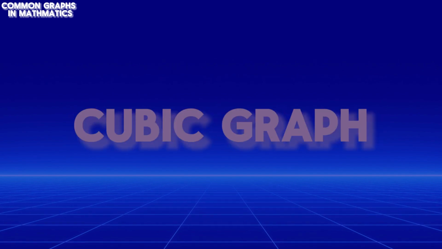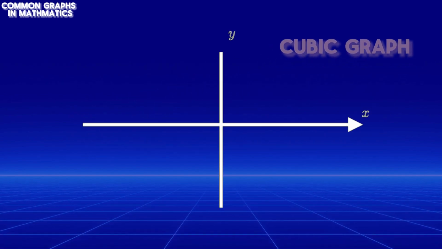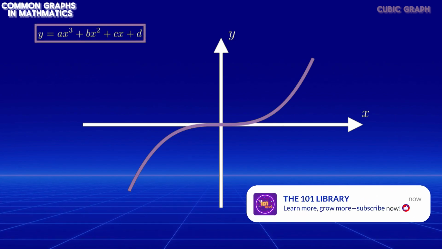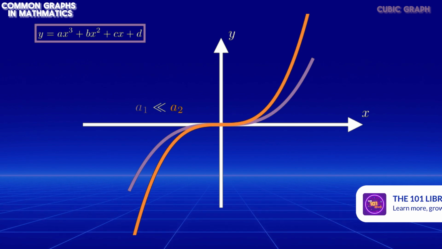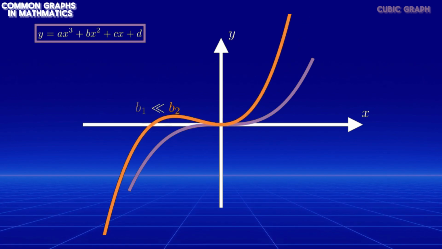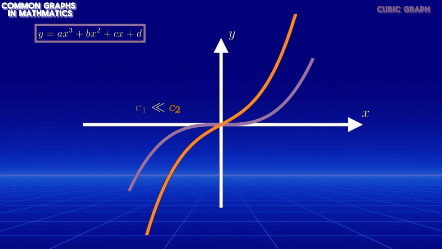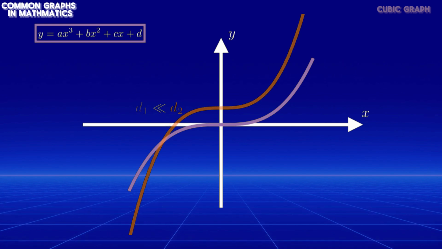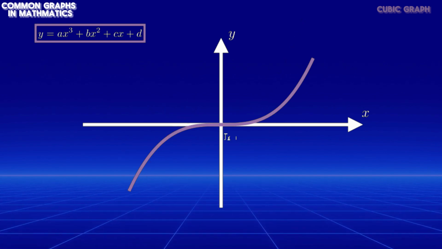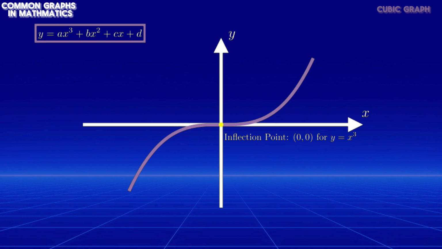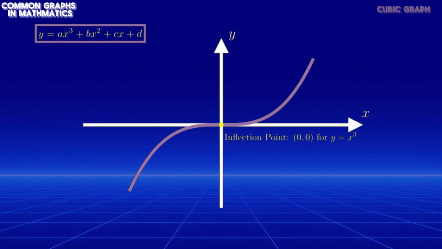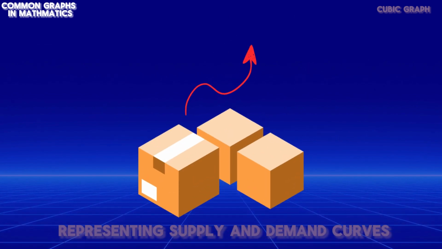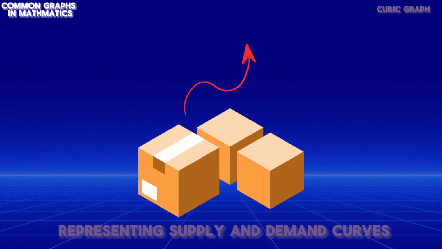Cubic graphs have an S-shape and are defined by the following equation, where a determines the steepness of the curve, b and c affect the shape and orientation, and d shifts the graph vertically. These graphs have a point of inflection where the curvature changes direction, often at the origin in simplest form. Cubic functions appear in real-world scenarios like representing supply and demand curves with turning points.